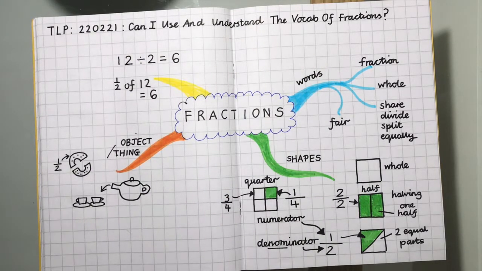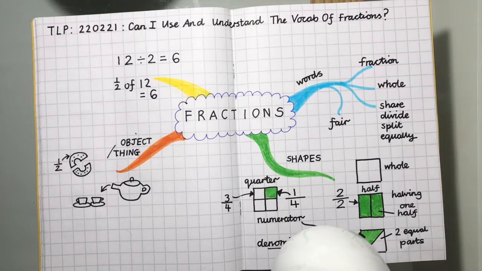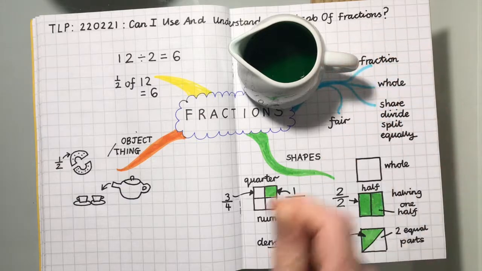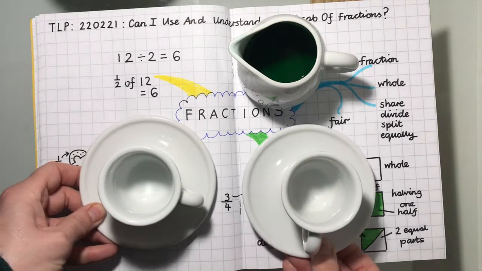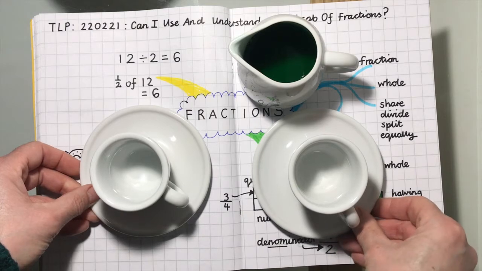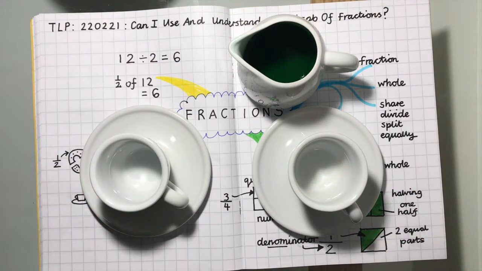There's a picture of a teapot here. I haven't got a teapot. What I've got is a jug. It's a bit hard to see, but in my jug there's some coloured liquid. I'll tell you what that is in a minute. And what I could do is I could halve the whole amount of liquid in my jug by pouring it so that each cup has an equal amount.